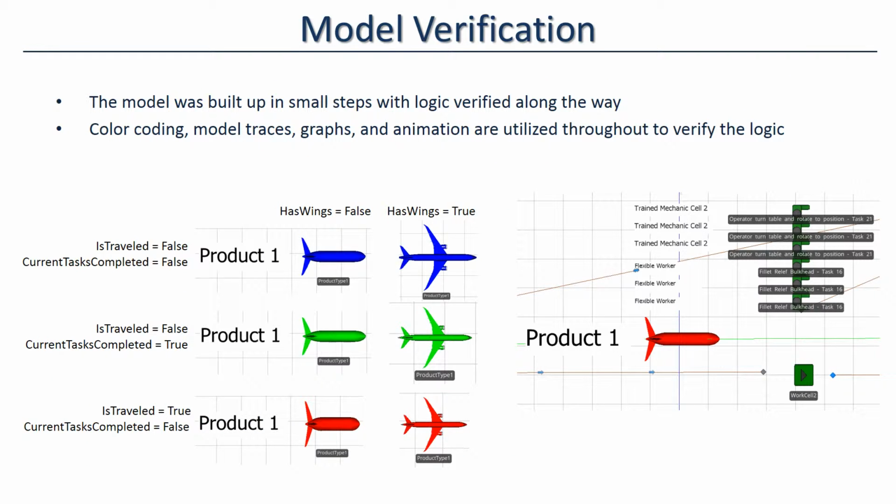The model was built up in small steps to verify the logic along the way, along with a lot of color coding, graphs, traces, and animation to verify our logic. Our entities will actually change colors and shapes based on different properties here. And all of our workers seized by a task tell you which type of worker they are, as well as which task they're currently performing.